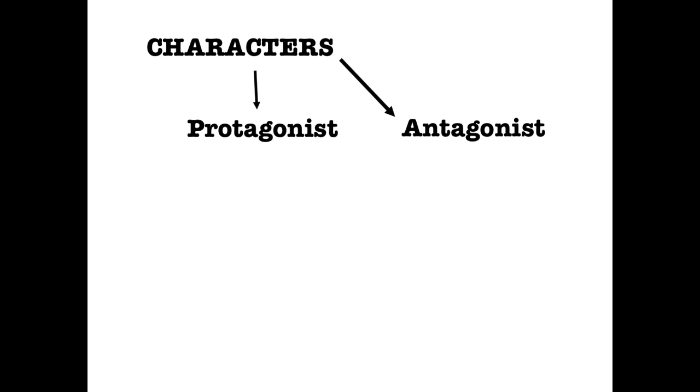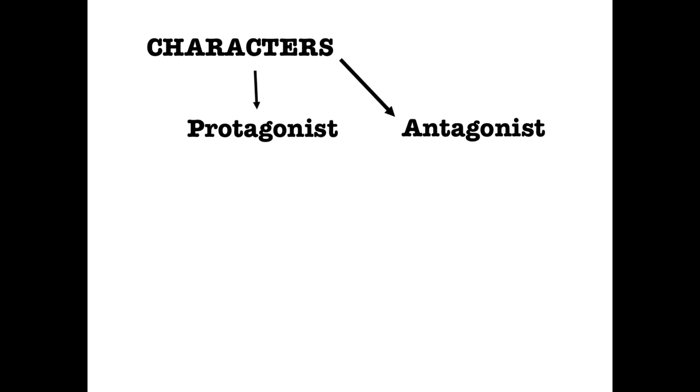Let's start with characters. To keep it simple, we'll say that in a story, there's always a good character and a bad character. In fact, to be more accurate, we should say that in stories, there's always a main character, a character that's more important, and an opposing character, a character that goes against the main character. We call the main character the protagonist, and the opposing character the antagonist.